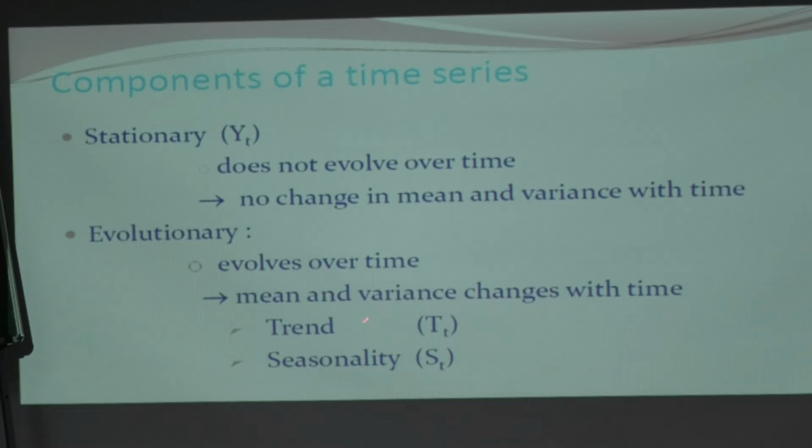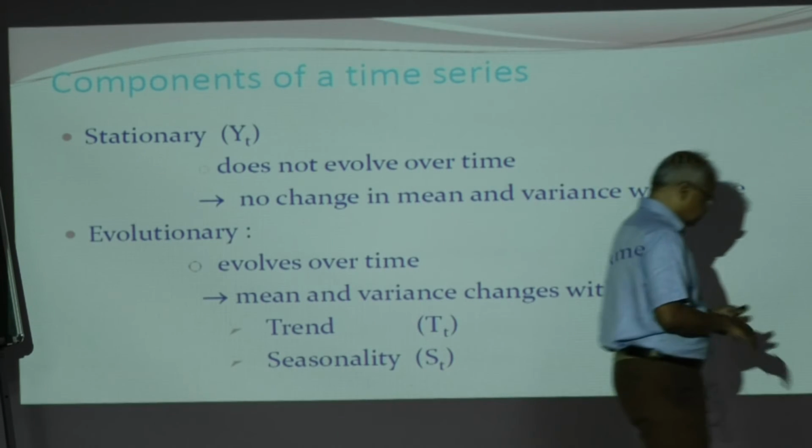And primarily, if we look at the mean, for the time being, just forget that the variance changes. Assume that variance is fixed, it doesn't change. If the mean changes, there can be two things primarily which change the mean. One is trend, and the other is seasonality. Now, how does this happen?